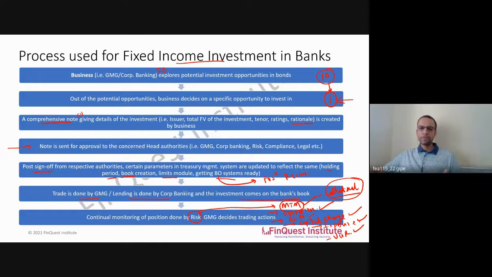Now, if I'm simply holding a bond, I may want to know how much the bond is worth today. So let's say I hold a certain investment. I want to know how much is that value which I can mark on my financial statements. Because of that, I need to do the MTM or the fair valuation of a bond on a daily basis.